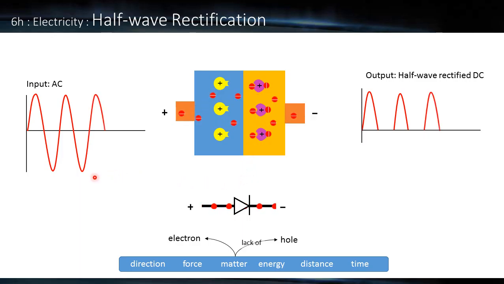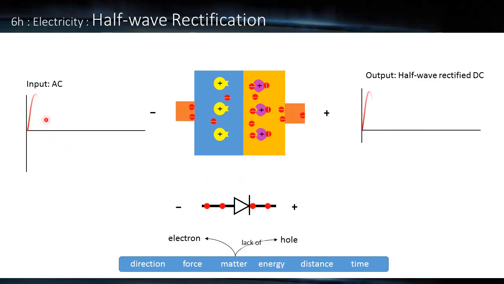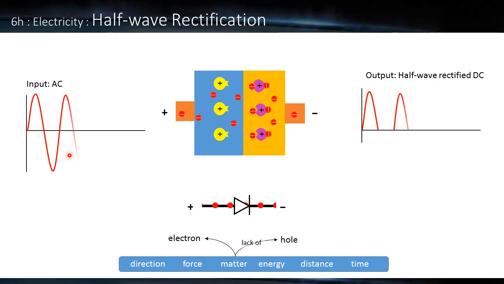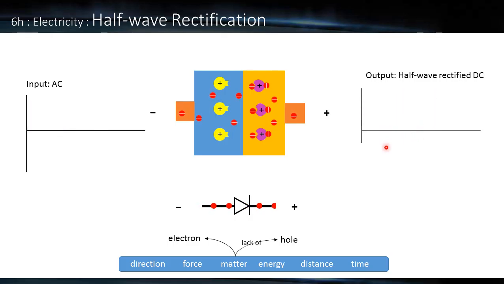Now the net result of this is that if we input AC, which is one way then the other, one way then the other, we can see our classic AC signal here, half of it's going to be blocked. When it's trying to go the other way, it's blocked, and we end up with this signal here. As you can see, half of it's missing.